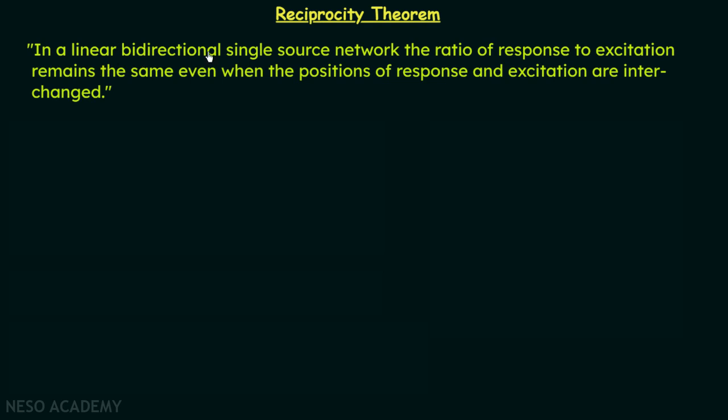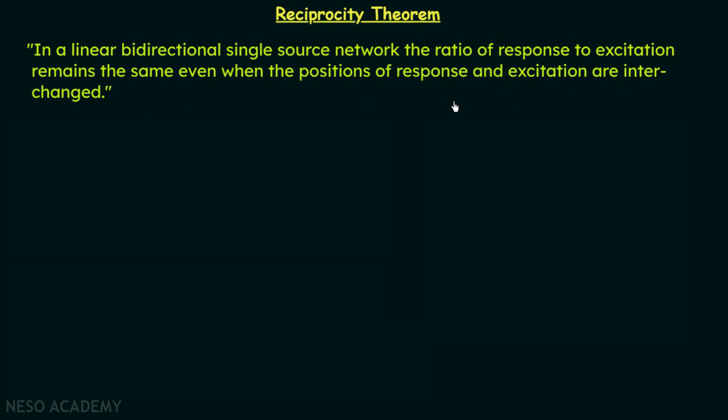In a linear bidirectional single source network, the ratio of response to excitation remains the same even when the positions of response and excitation are interchanged. So according to this statement, when we have a linear bidirectional single source network, which is a very important point, then the ratio of response to excitation remains the same even when we switch the positions of response and excitation.